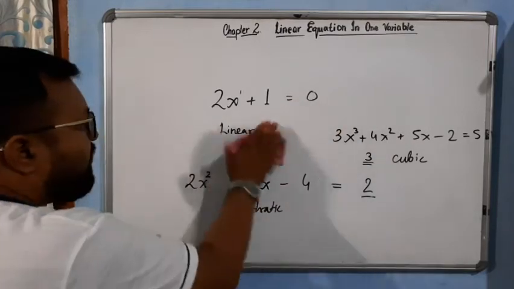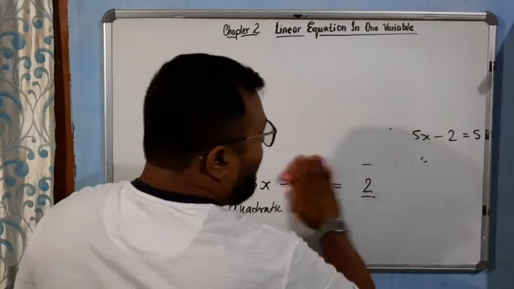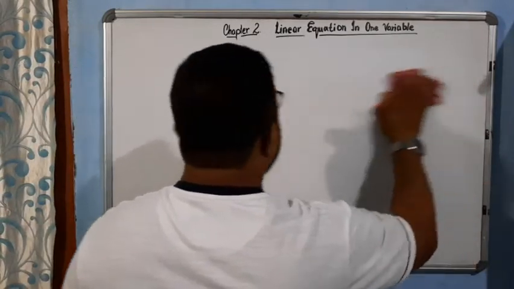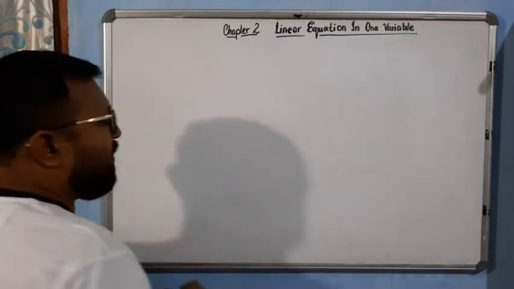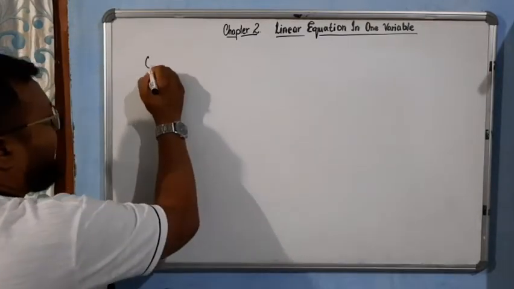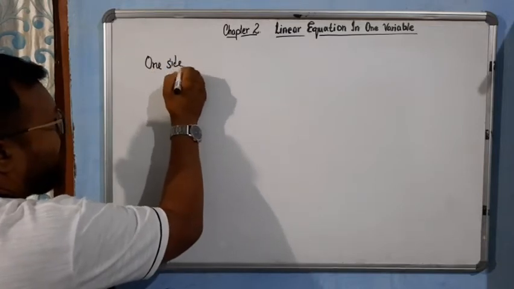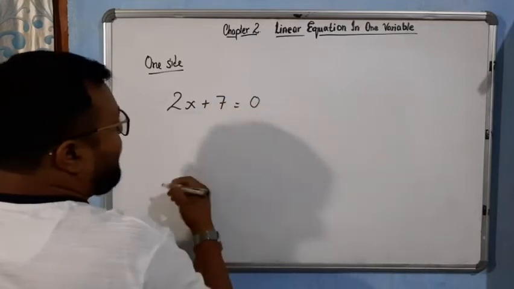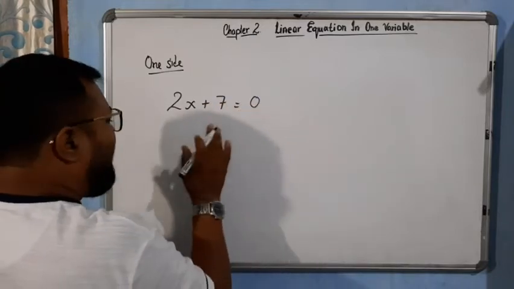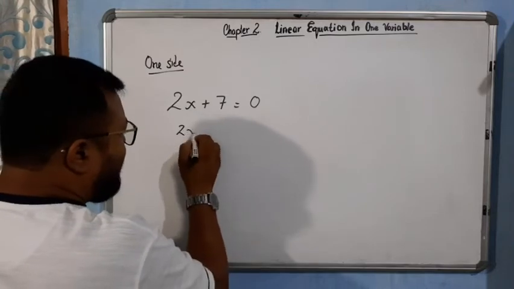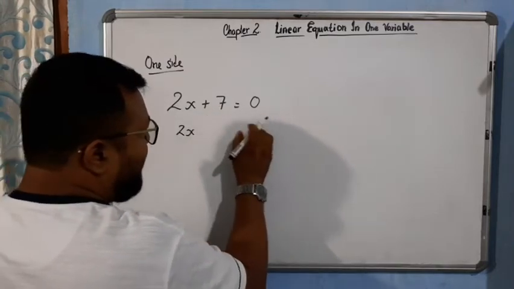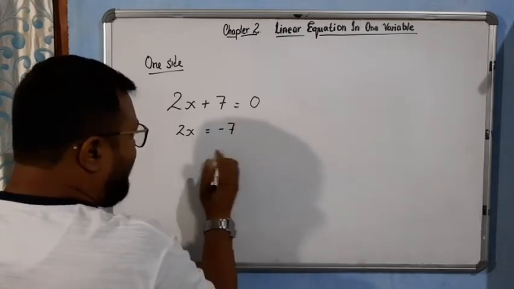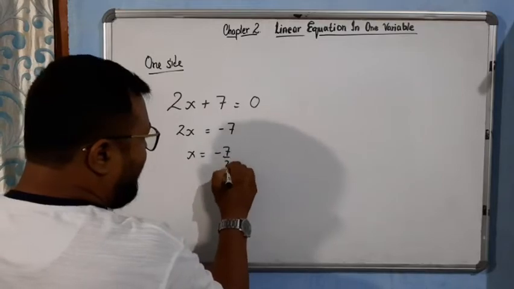Okay. Now we need to find the solution. We need to find the value of the variable in different ways. Suppose the variable is on one side. Suppose 2x plus 7 equal to 0. Then how will we find the value? Very simple, nothing to worry about. We write 2x, and simply shift the 7 to the other side. It becomes minus 7. Then we shift this 2 to the other side, so x will be minus 7 by 2.